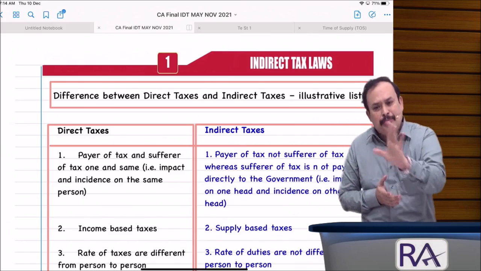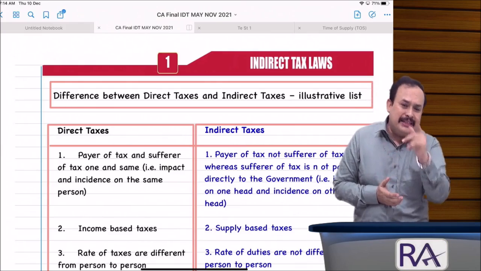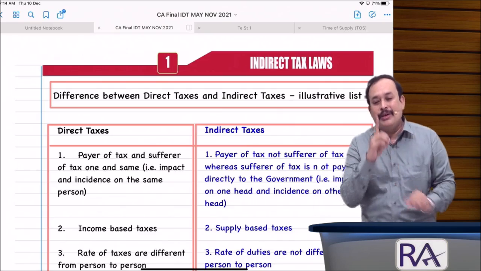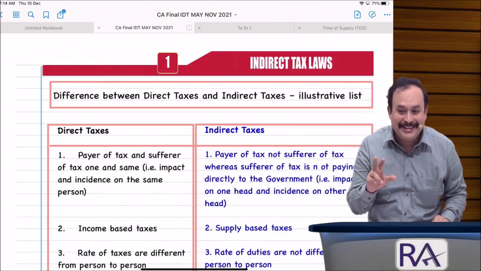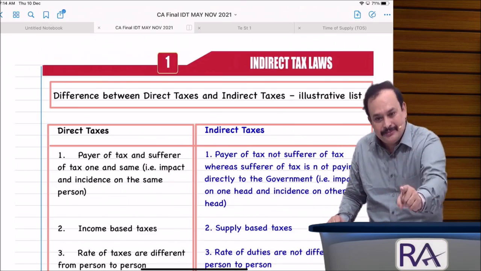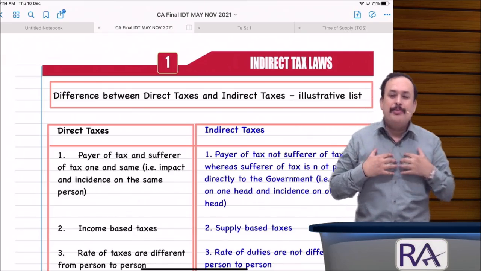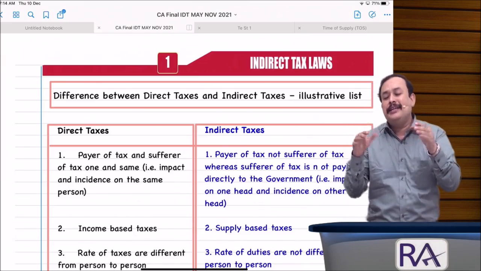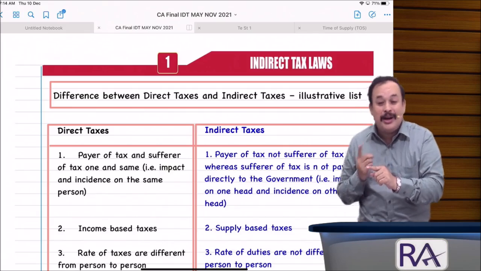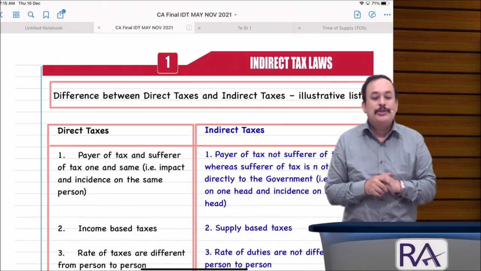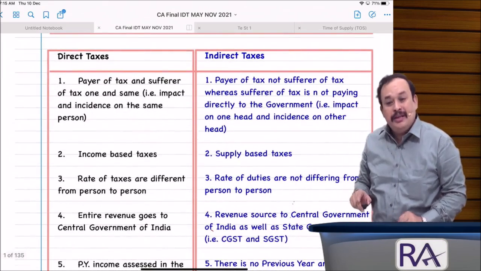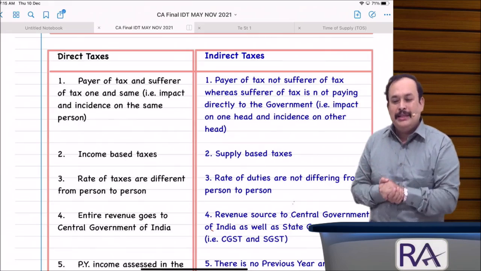Direct taxes. First point itself. Payer of the tax and sufferer of the tax, both are one and the same. In the case of direct taxes, you are aware of that, I know that. Impact and incidence are on the same person in the case of direct taxes. When you ask me, I will say that in the case of indirect taxes, impact is on one head, incidence goes to another head. It means to say that the payer of the tax is different from the sufferer of the tax. How can one identify this?